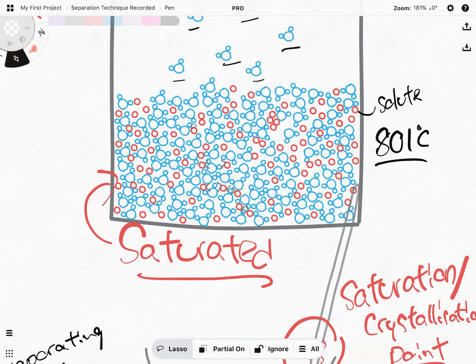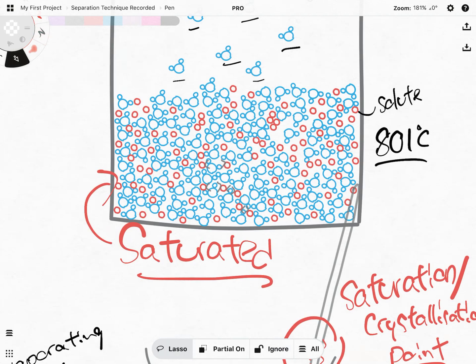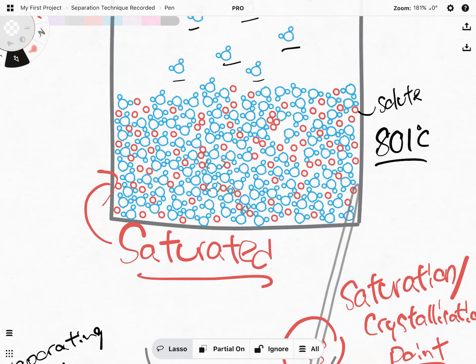Let's see any more. Okay, look at this one. This one is coming back together again. So this is why we want to evaporate or boil off the solvent. When there's less solvent, the solute no longer is able to dissolve. It starts to come back out as crystals. Right? They are coming back in an orderly arrangement.